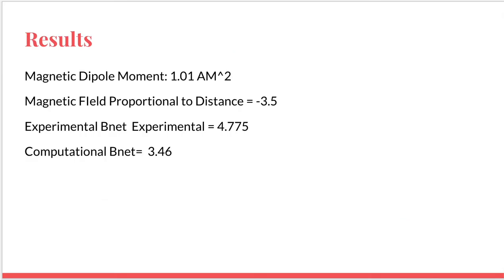The results of this experiment were found to be that the magnetic dipole moment was 1.01 Am squared. The magnetic field proportional to the distance was -3.5. The experimental B-net was 4.775, and the computational B-net was 3.46.